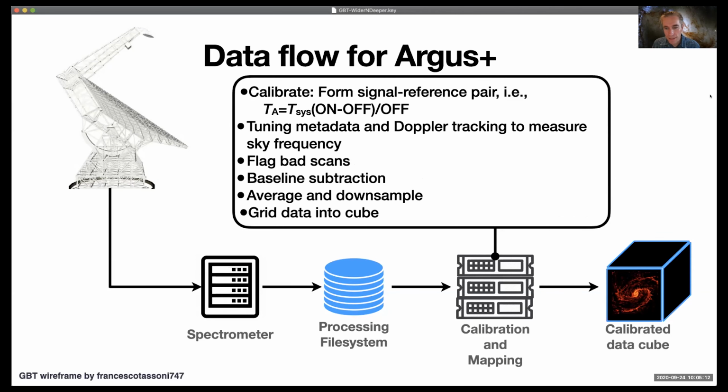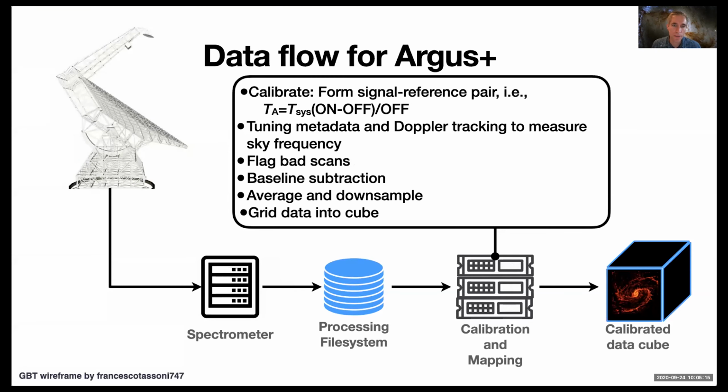The pieces that we'll talk about briefly today are going to be the calibration step, which is how we're forming signal reference pairs in the data set and how we turn that into antenna temperature. Then we're going to talk briefly about the tuning metadata and getting that onto the sky frequency. We'll talk about methods that we've been using for flagging bad scans, which is an important part of producing good quality data products, baseline subtraction, averaging and downsampling to manage a bit of the data challenge, and gridding data into the position, frequency, or velocity cubes.